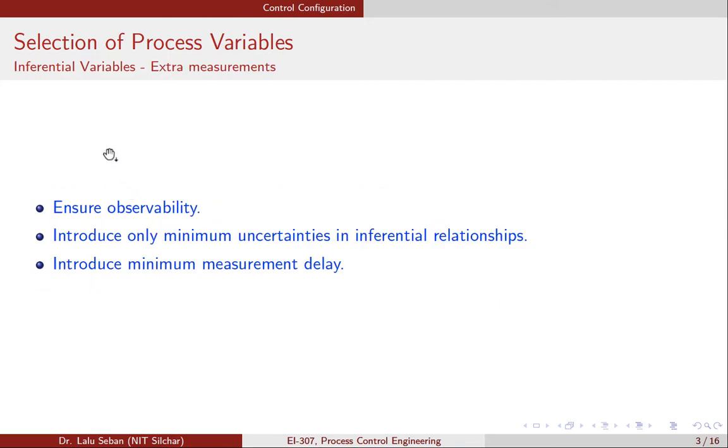Now, how will we select the extra measurements? Okay, other than the control variables, what needs to be measured or should be inferred? So, what are the additional measurements we need from the output variables? It is required to ensure the observability. Okay, observability is to know the status of that particular variable from the starting.